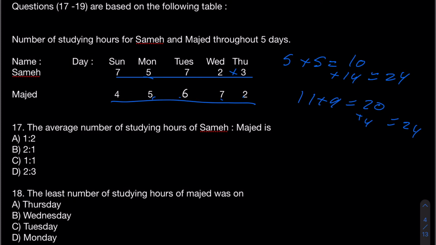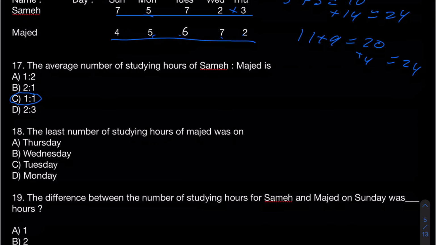Since it's asking for the average, 1, 2, 3, 4, 5, we have 5 numbers here, 5 numbers here. It has to be the same. It is the same because 24 over 5, which is the average for Sameh, is also 24 over 5, which is the average for Majid. So for question 17, the answer is C.